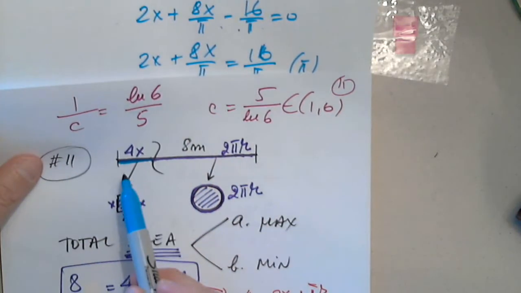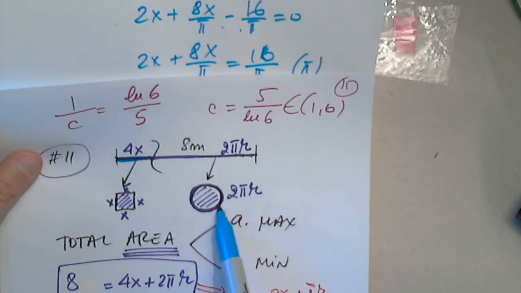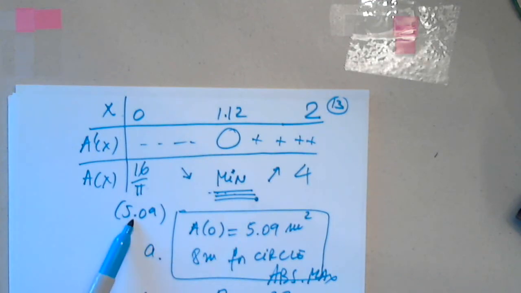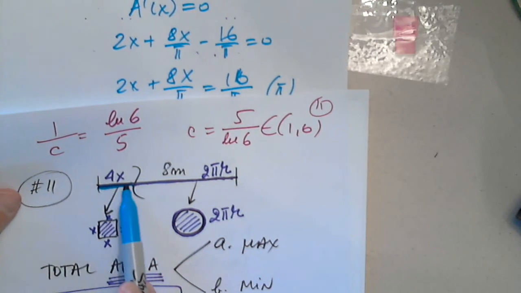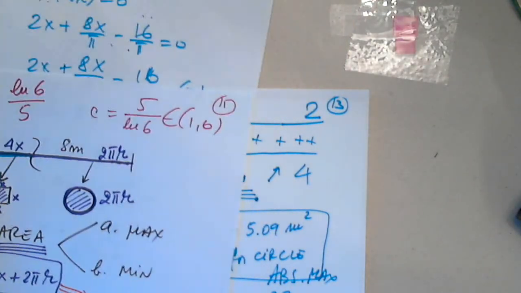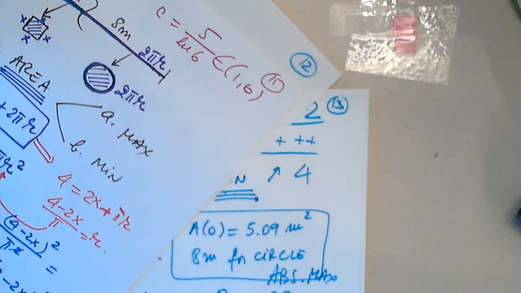So if x is 0, in other words, we bend the entire wire into a circle, then we get a maximum area. If we are interested in determining the minimum, then 4 times x will be this. 4 times x is the piece that will give us the minimum. Does it make sense? Yes.